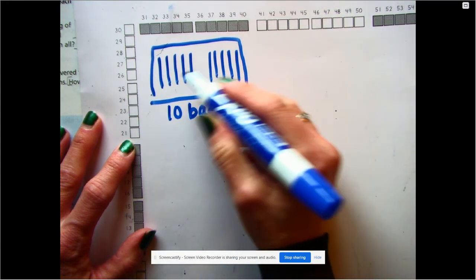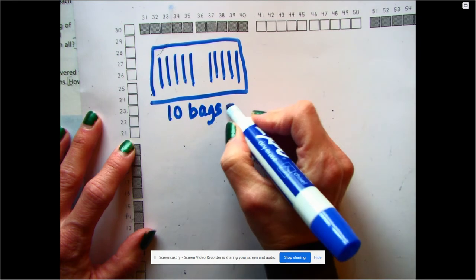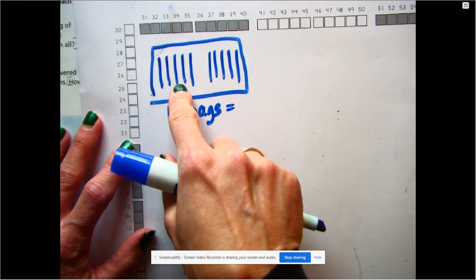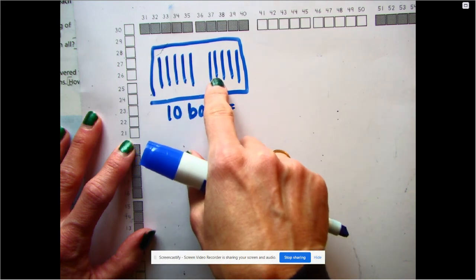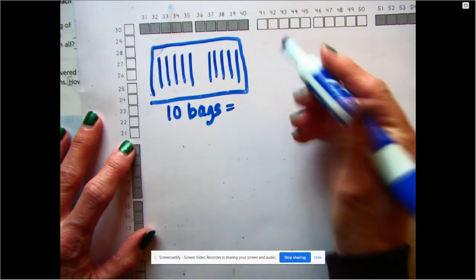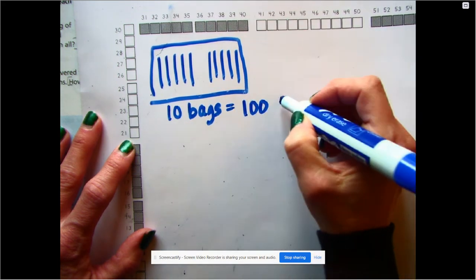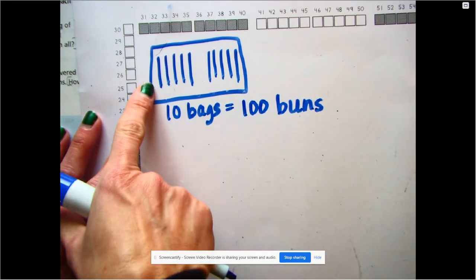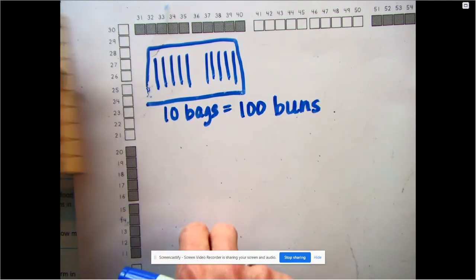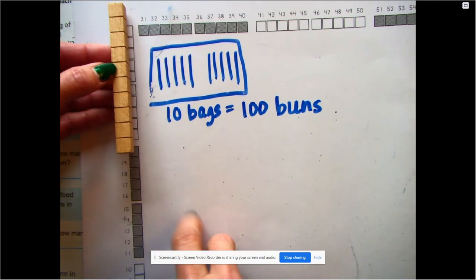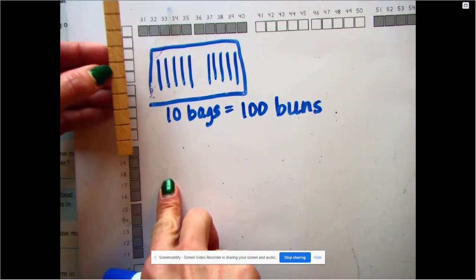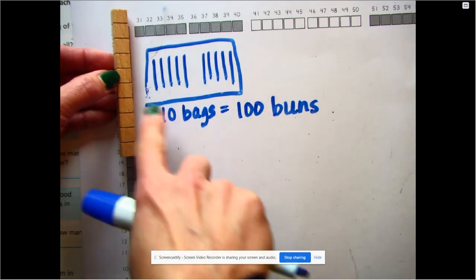But how many hot dog buns are there? If there's 10 in each, 10, 20, 30, 40, 50, 60, 70, 80, 90, 100 buns, right? Each bag, each 10 stick has 10 buns, right? You can see them right there. So here's a bag. I've got 10 bags.